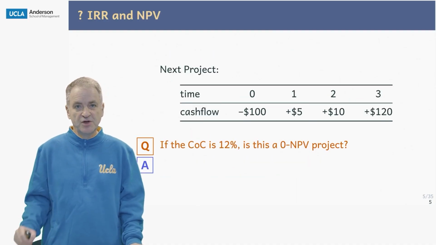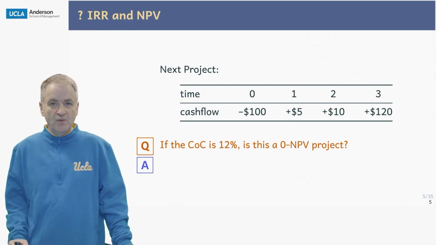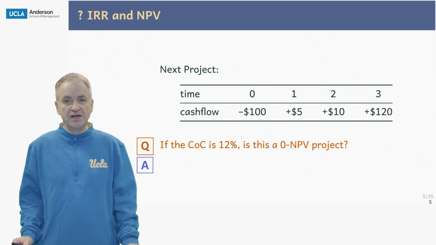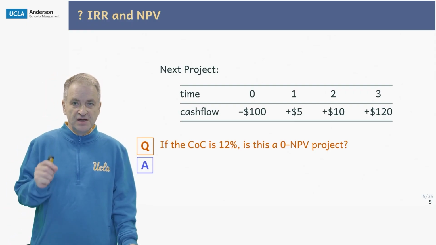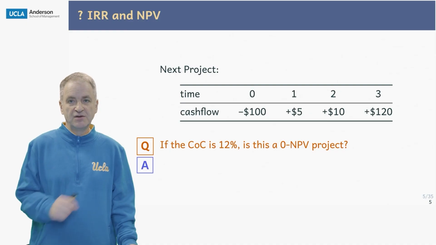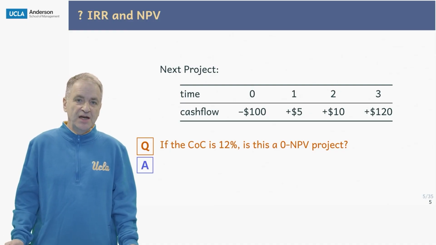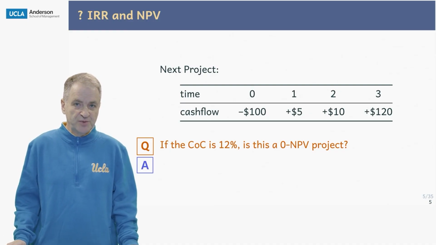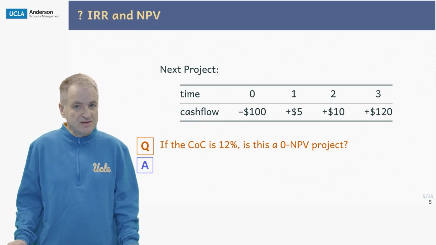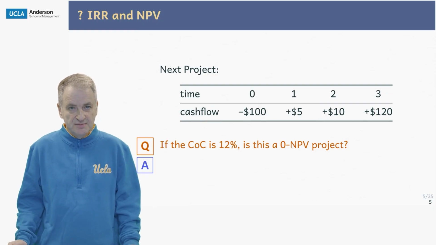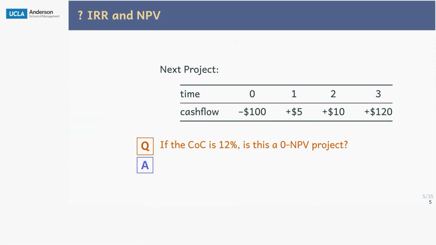Let's do the next project. You pay $100, and then you get inflows of $5, $10, and $120. If the cost of capital is 12%, is this a zero NPV project? Please pause this video now, answer the question on a piece of paper, and then continue.